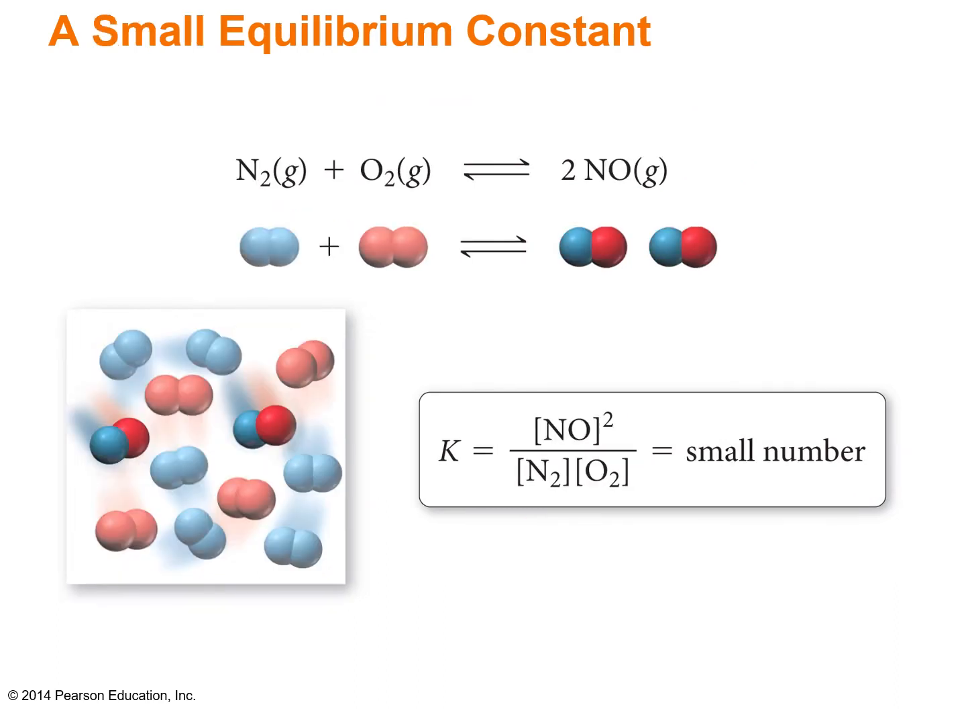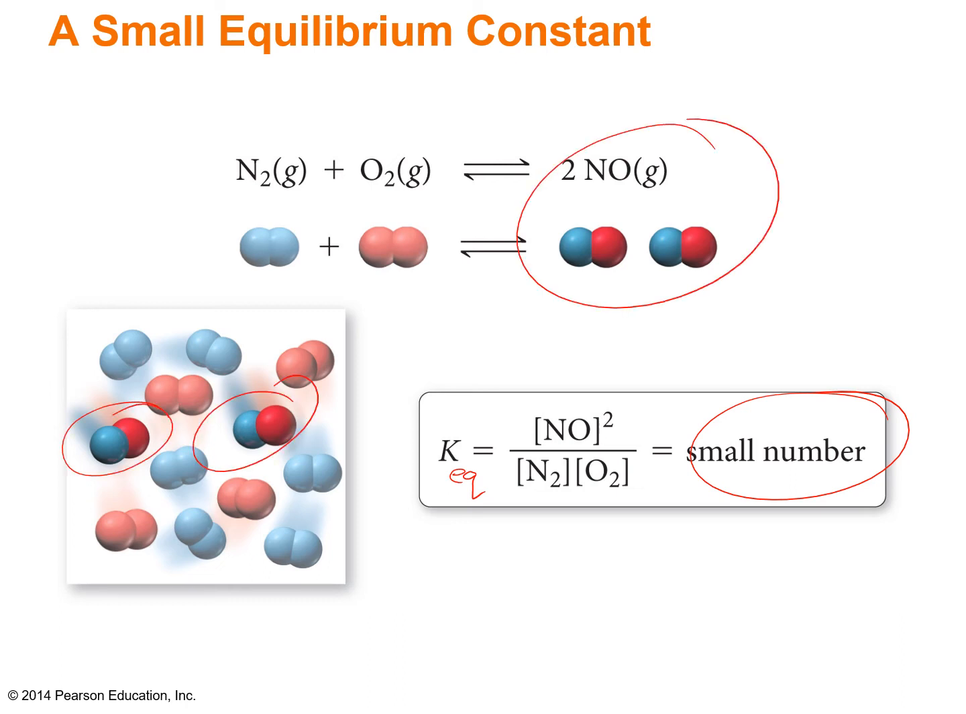This would be an example where the opposite is the case, where we have a small equilibrium constant. Again, we're talking about KEQ. Again, we have our products on top and we have our reactants on the bottom. You can notice that in the picture on the left, what do we see? We see not very many products, right? But a ton of reactants, right? So this is why we're going to have that smaller KEQ.